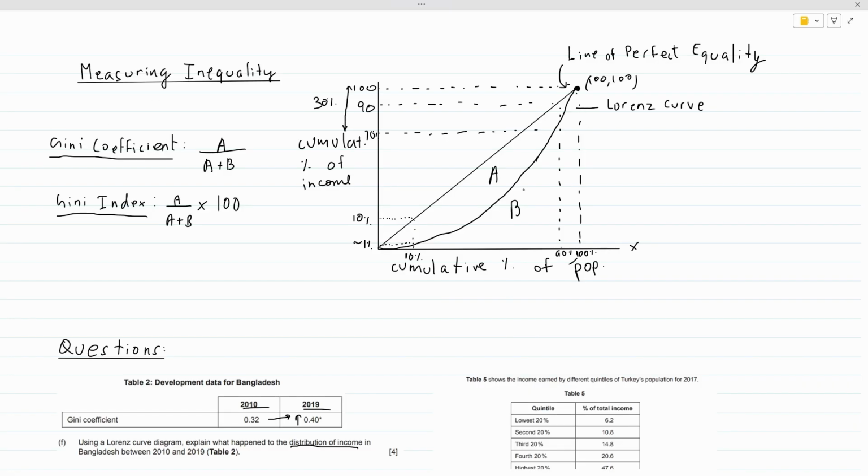Now, as I said before, as the curve moves outwards, there is a higher level of inequality in the country. And we know that as the curve moves outwards, area A will increase. And since area A goes up, the Gini coefficient will also increase. Hence, a higher Gini coefficient will always result in more inequality. And since A plus B will obviously always be larger than just area A, this fraction will return a value between 0 to 1 every single time. The Gini index is nothing but the Gini coefficient multiplied by 100. It's just a better way to represent this data.